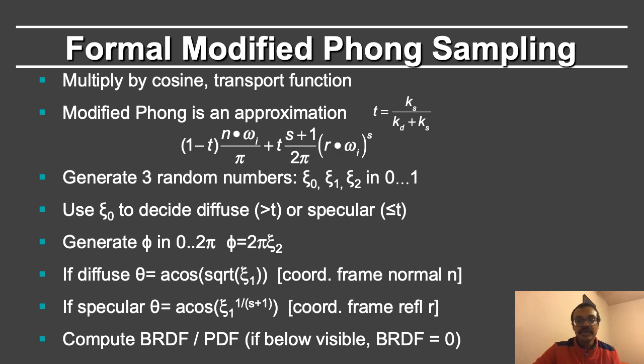In both cases, you need to rotate the direction, in the first case corresponding to the coordinate frame associated with the surface normal n, in the specular case corresponding to the coordinate frame associated with the reflected direction r. Remember, r is the reflection of the viewing direction about the surface normal. You then compute the BRDF divided by the probability distribution function. Notice that there is some chance, especially for the specular lobe, that the BRDF sample can be generated below the visible hemisphere. In this case, you simply set the value equal to 0.